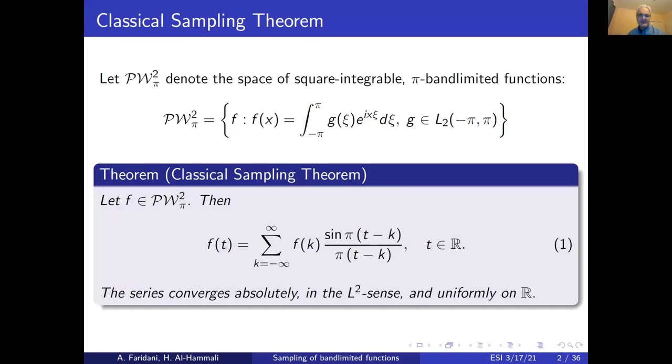So let the Paley-Wiener space PW pi 2 denote the space of square integrable pi bandlimited functions given in this definition here. So basically these Paley-Wiener functions are inverse Fourier transforms of square integrable functions with support in the interval minus pi pi. The classical sampling theorem then asserts for any such Paley-Wiener function, it can be expressed as what's called the cardinal series. So f is entirely determined by its samples on the integers, and the reconstruction is furnished by the cardinal series, which converges absolutely in the L2 sense and uniformly on the real line.